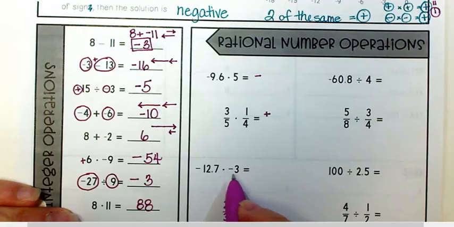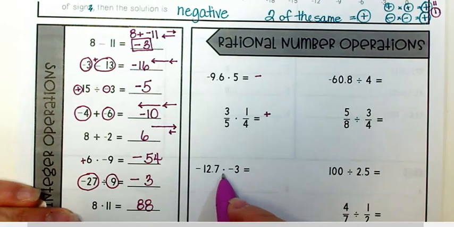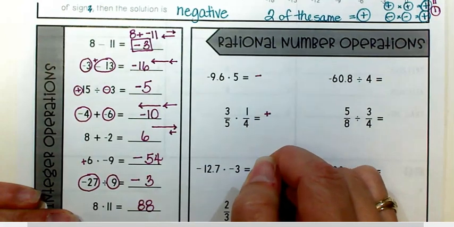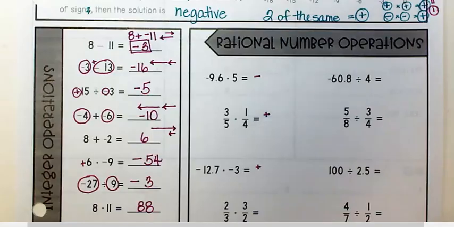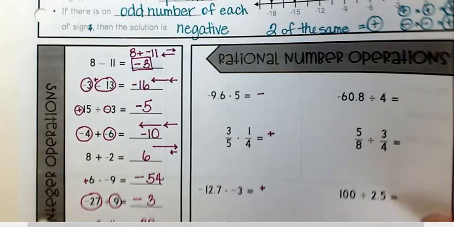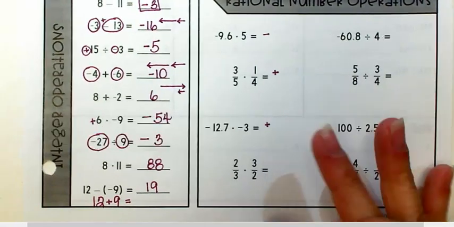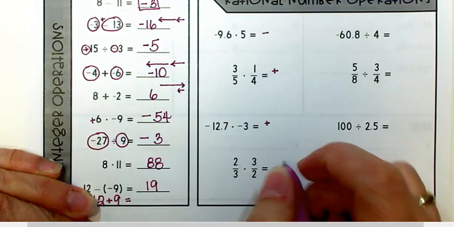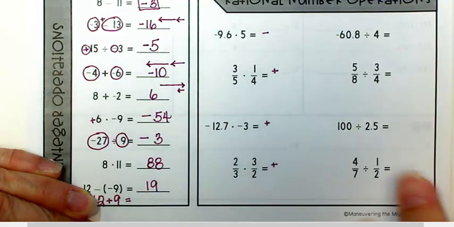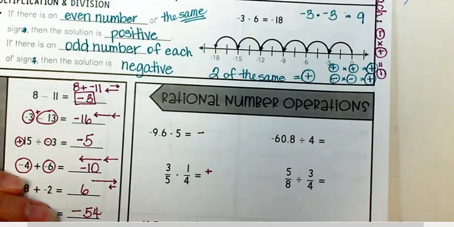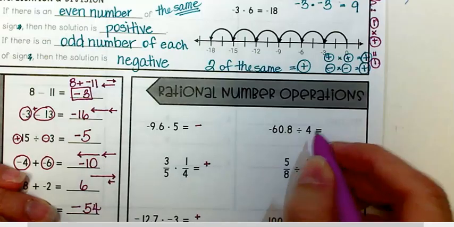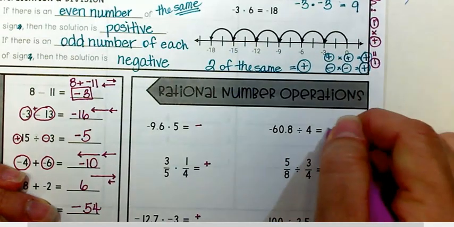12.7 times -3. I have two of the same sign. Even though they're both negative, I have two of the same sign. The answer is going to be positive. 2/3 times 3/2. I have +2/3 times +3/2. It's going to give me a positive answer. I have a negative divided by a positive. I have one of each, so my answer will be negative.